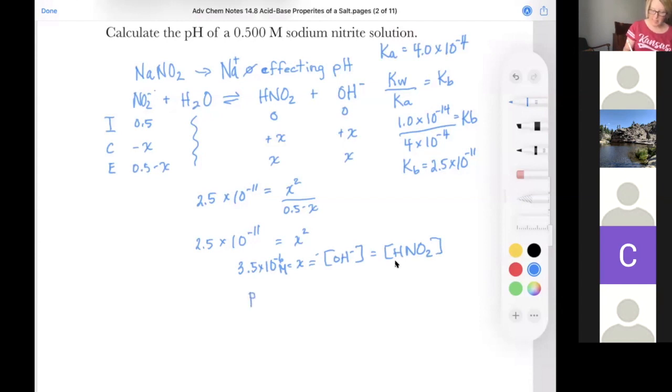So then to get to pH, we will have to use pOH, the negative log of the hydroxide concentration that we just found, 3.5 times 10 to the negative 6. That will be 5.45. Then we calculate pH from that, remembering it's 14 minus the 5.45, and we get 8.55.